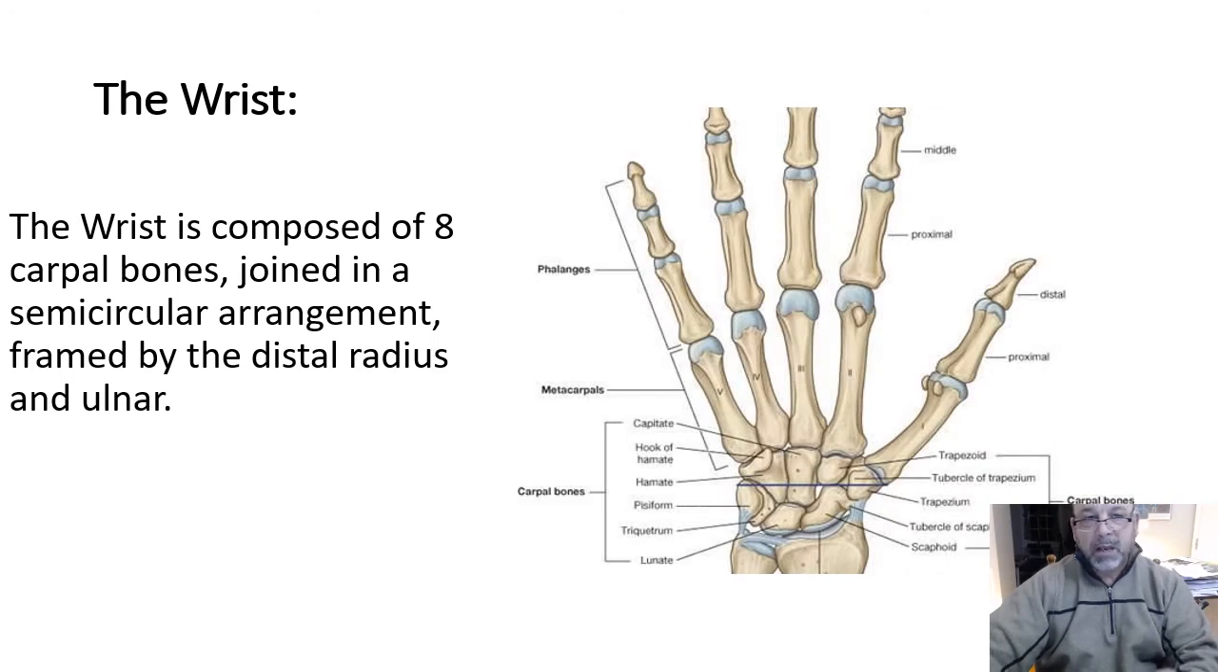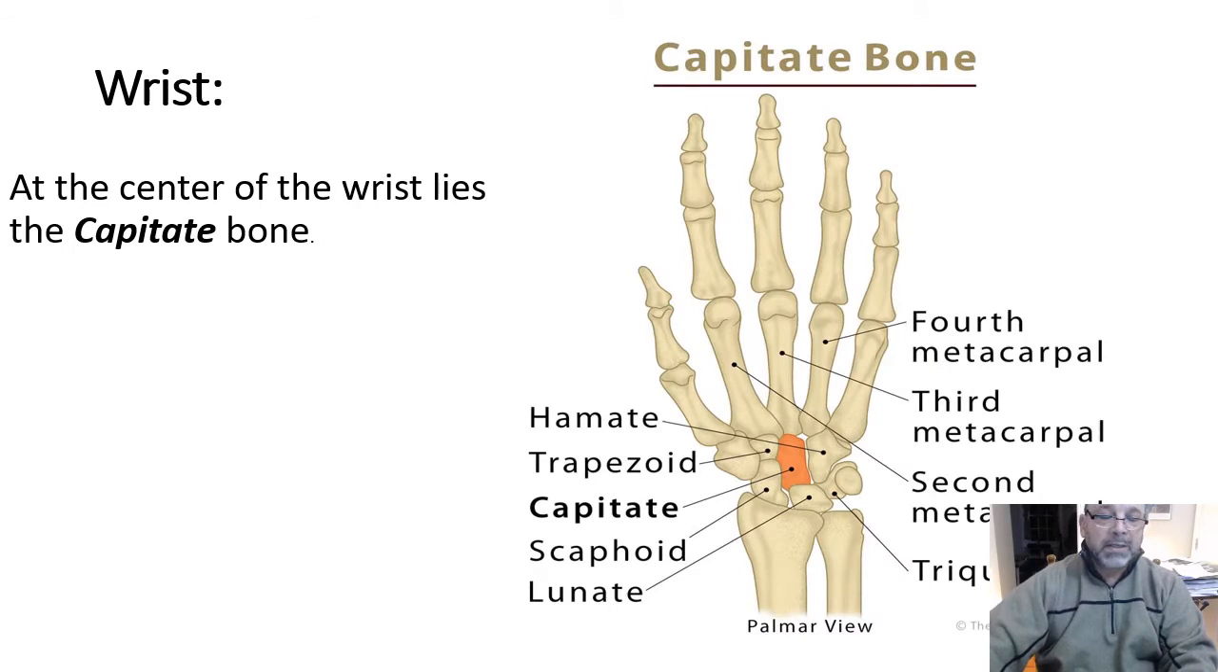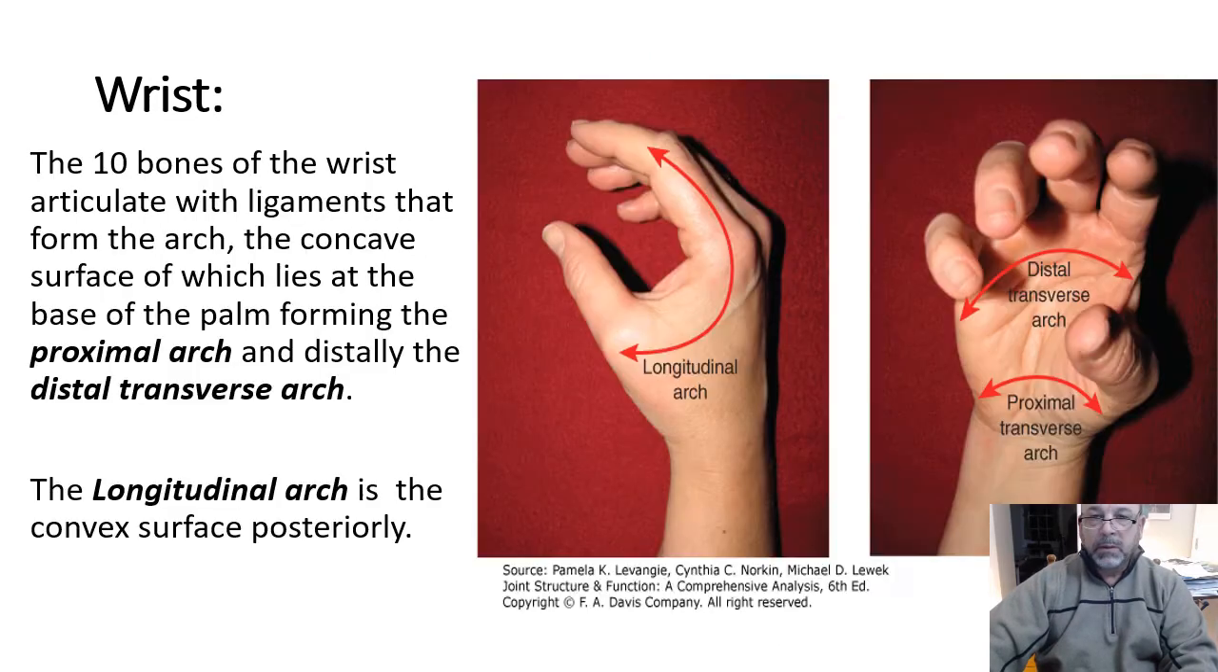Okay, so the wrist has 8 carpal bones, and they're joined in a semicircular arrangement with 2 other bones, framed by the radius and the ulna. So here's your radius and your ulna, with the ulnar disc in between. You have your first row of carpal bones and then your second row of carpal bones, with 4 in each row. At the center of the wrist you have the capitate, and just distal to that would be the third metacarpal. These are good landmarks for you. The 10 bones of the wrist, including the 8 carpal bones, the radius, and the ulna, make up 10.